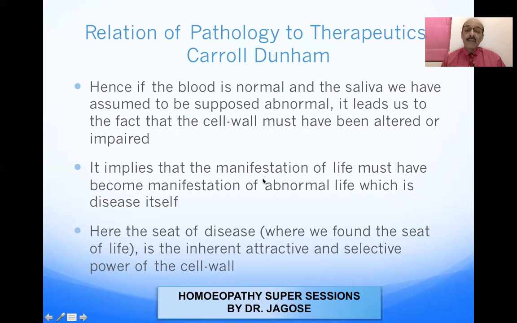So therefore, whatever life was there or whatever normal phenomena was there, it became an abnormal phenomena, which became a disease itself. Here, the seat of disease, which we found to be the seat of life, is an inherent attractive and selective power of the cell wall. So here, the seat of disease is where the seat of life is naturally found. So there is life, there is disease, there is health, there is disease, there is equilibrium, there is disequilibrium. So here the seat of disease is the inherent attractiveness and selectiveness of the power of the cell wall.